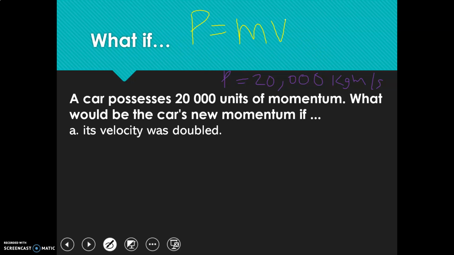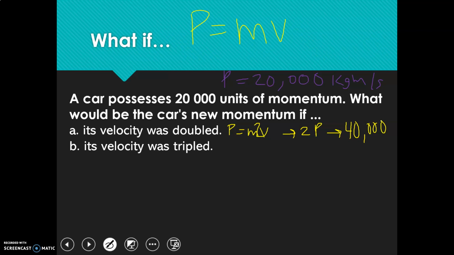So let's say P equals mv, and you double the velocity, right? So now it's a 2v. Well, if you're doubling the velocity, then you're going to be doubling the momentum, right? So it's going to be twice as much for the momentum. So twice as much would give us 40,000 units of momentum, or kilogram meters per second.